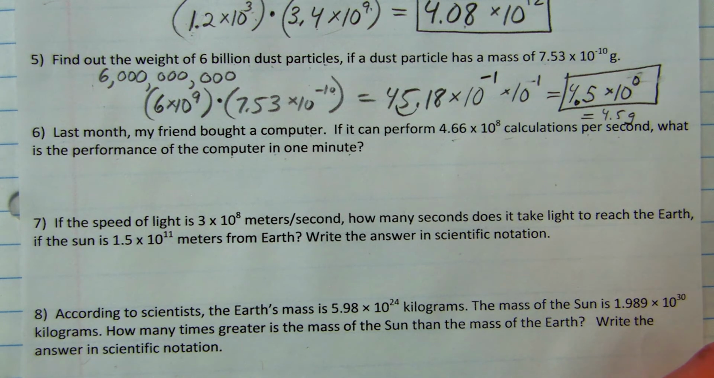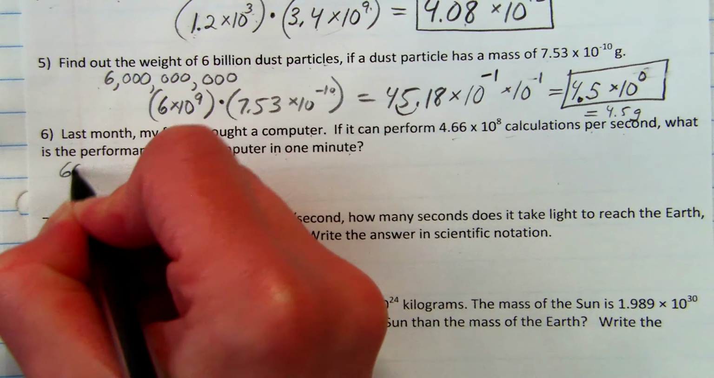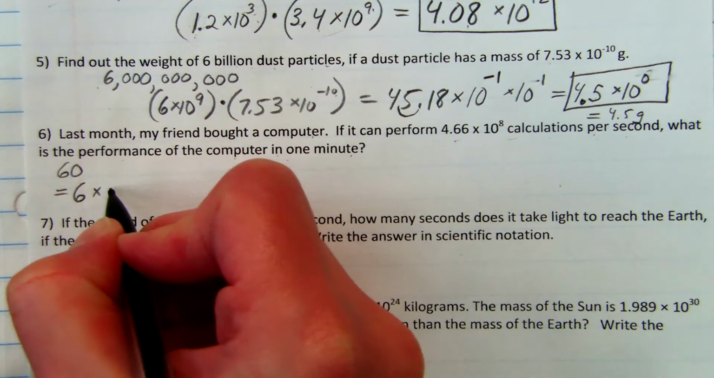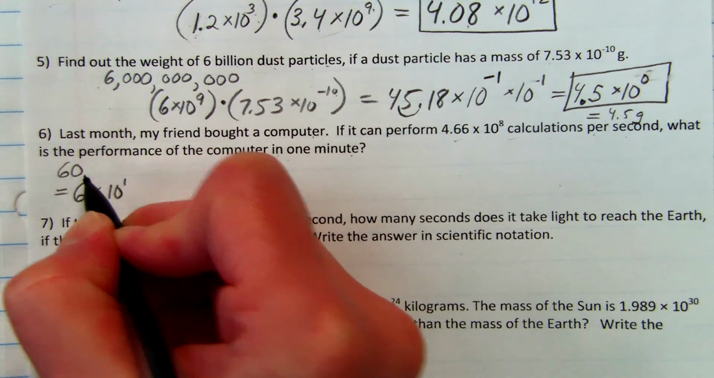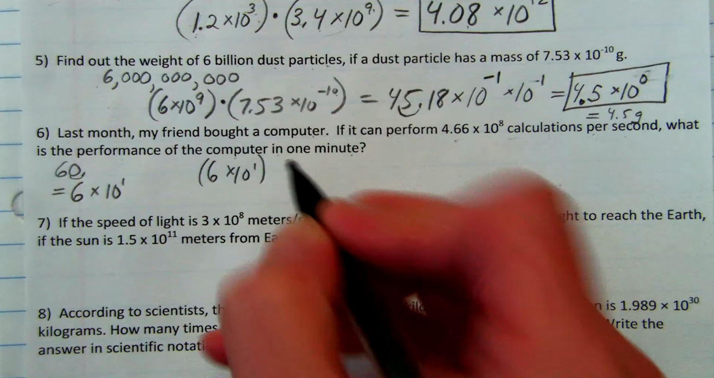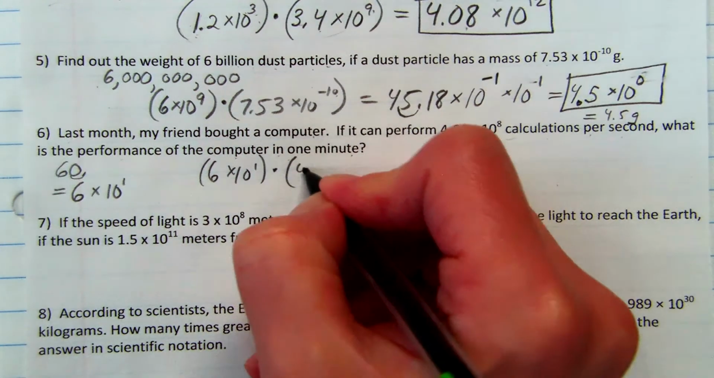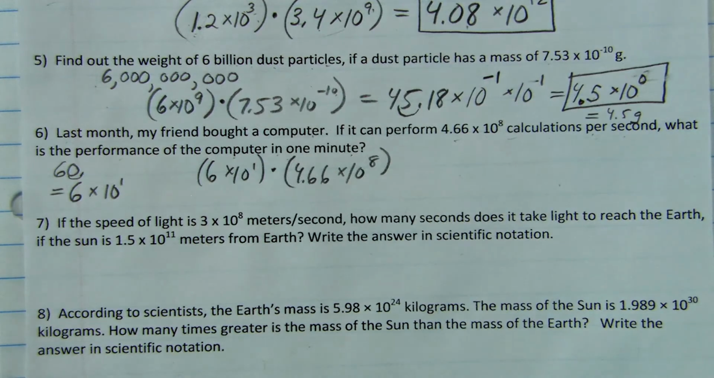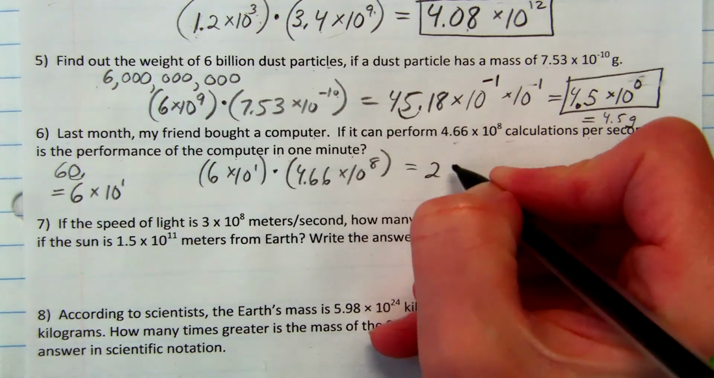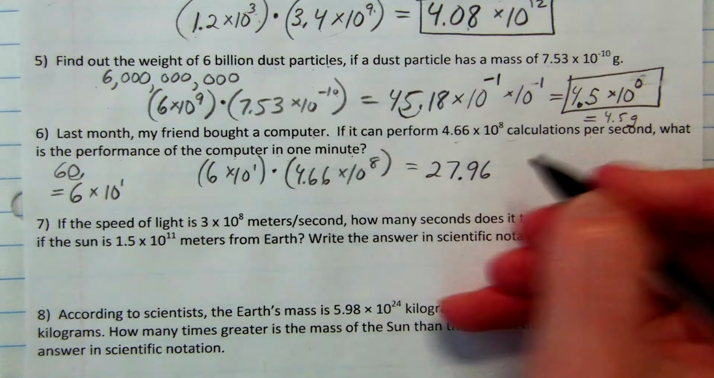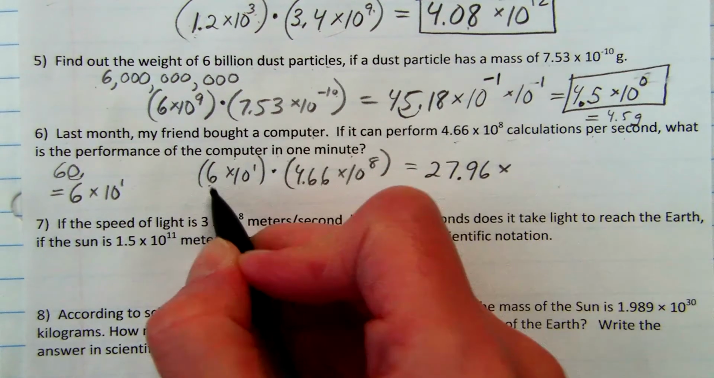How are we going to figure out how many there are in 1 minute? Multiply it by 60. So I need to put 60 in scientific notation. What is 60 in scientific notation? 6 times 10 to the first, because I just have to take the decimal back one place. So I'd have 6 times 10 to the first, and we're multiplying it by 4.66 times 10 to the 8th. If I take 6 times 4.66, we get 27.96. Sometimes they'll round that off to 28.